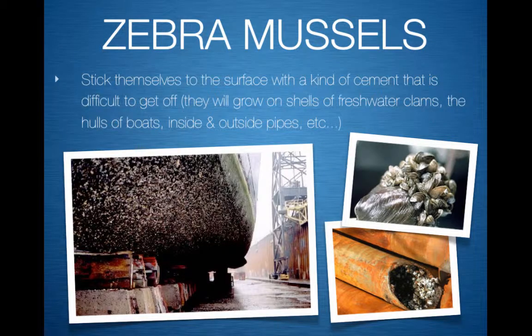Zebra mussels can stick themselves to the surface with a kind of cement that's really difficult to get off. They'll grow in the shells of freshwater clams, and that will prevent the clam from being able to open up, and then it won't be able to take in water or nutrients. Zebra mussels will also grow and attach themselves to the hulls of boats, causing a lot of damage. They'll also grow on the inside and the outsides of pipes, blocking the flow.